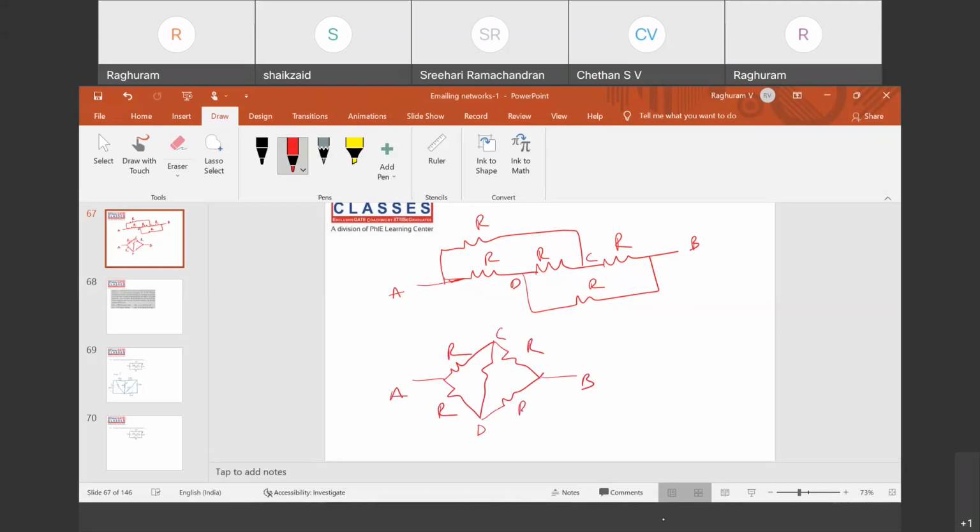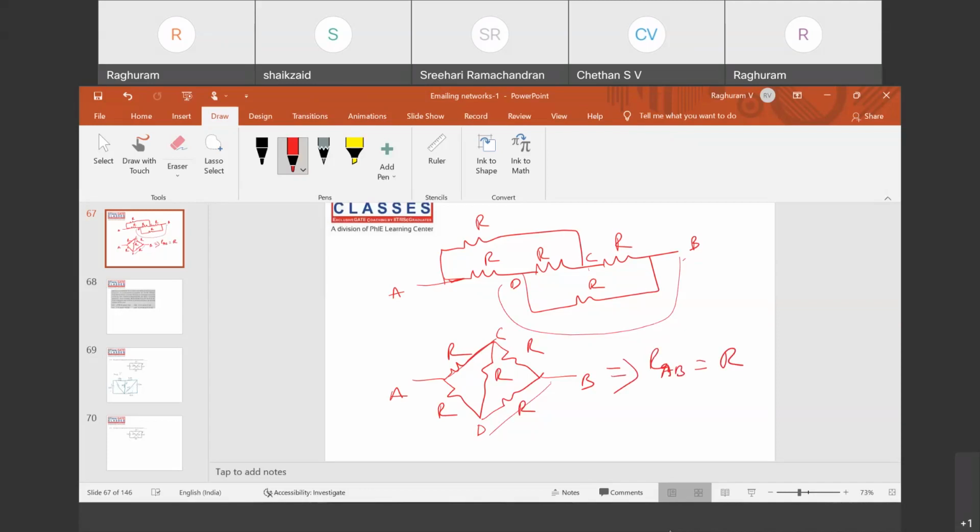It's the same circuit, right? Clear? A to C there is one resistance. A to D there is one resistance. C to D there is one resistance. C to B there is one resistance. And then B to D there is one resistance. So R equivalent or RAB is R.